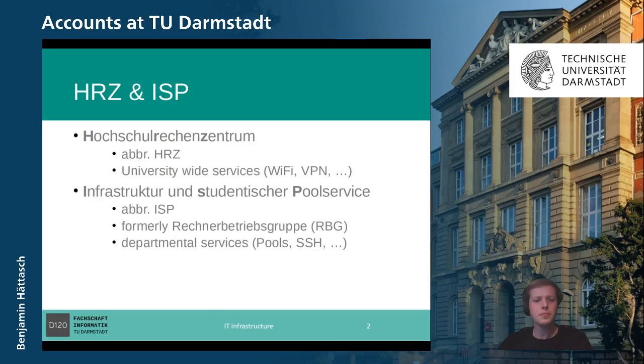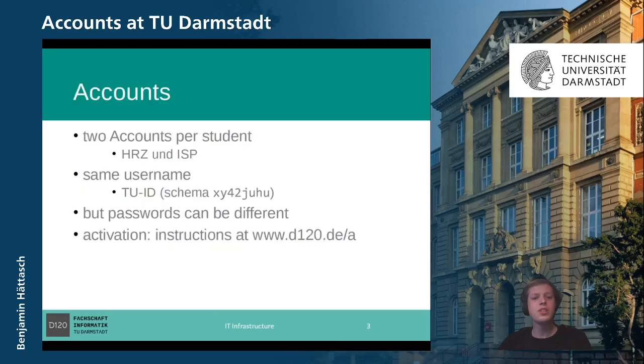And as I already mentioned, these are two different accounts. So there is one account for HRZ, which is used for all the university-wide services. You already used one of those services, Toucan, when you applied for your studies. And there's the ISP account for the special services for computer science. Even though those are two different accounts, they share the same username, which is your TUID, which follows the structure 2 letters, 2 digits, 4 letters. But the passwords for those accounts may be different.